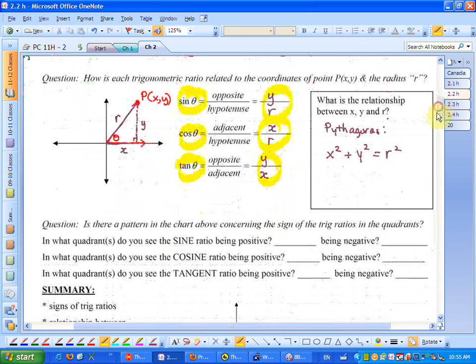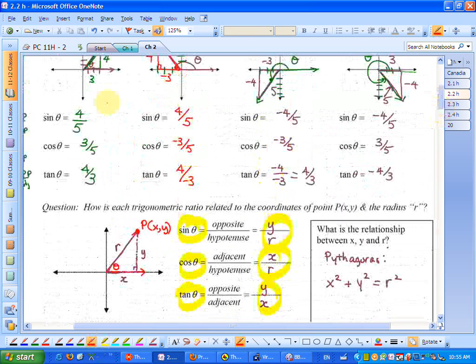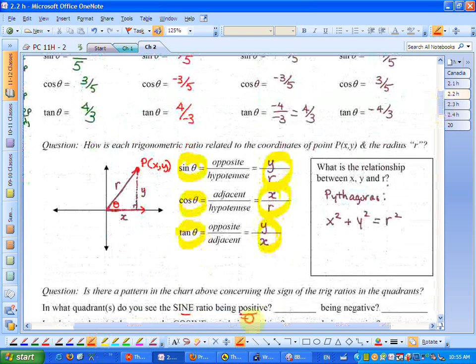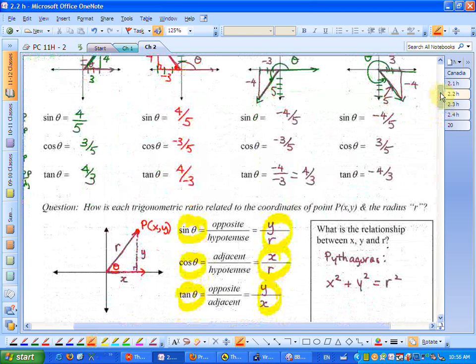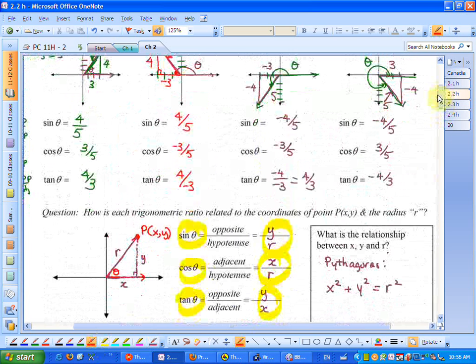Now, let's move on. Let's continue on, okay? Now, for those of you who had me last year, I showed you this earlier, but let me ask you this. Look at your data up here and tell me which quadrants have a ratio for sine being positive. So look at the sine, the row of sines. Which ones are positive? Your angles in which two quadrants? I heard it. Which two? Which two quadrants give you a sine ratio that's positive? 1 and 2. Good, because they're both 4/5.